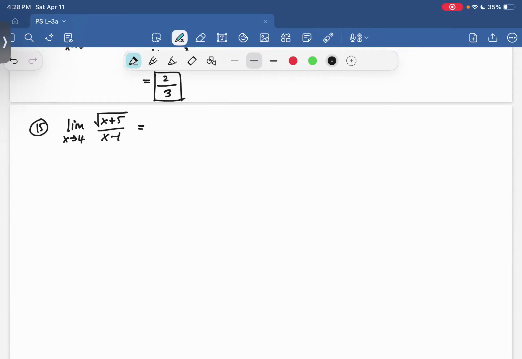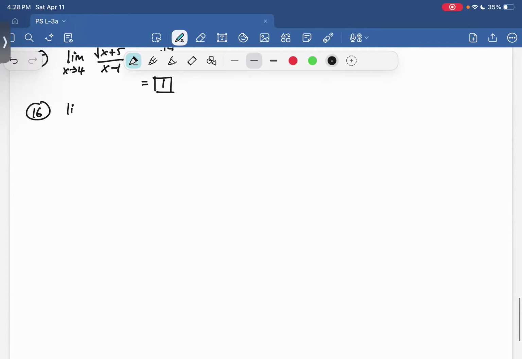For this question, you can just directly plug in, and there are no issues. And you're going to get root 9 over 4 minus 1, 3. So that's just 1. 16.